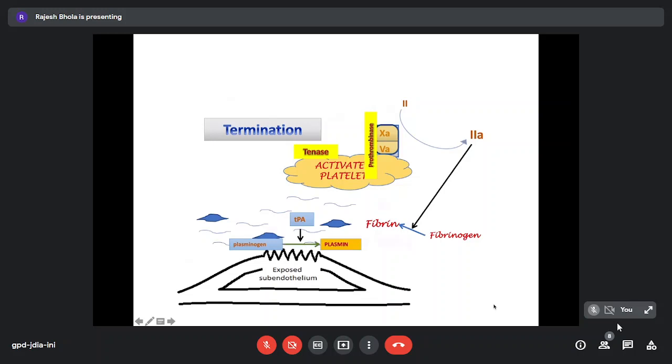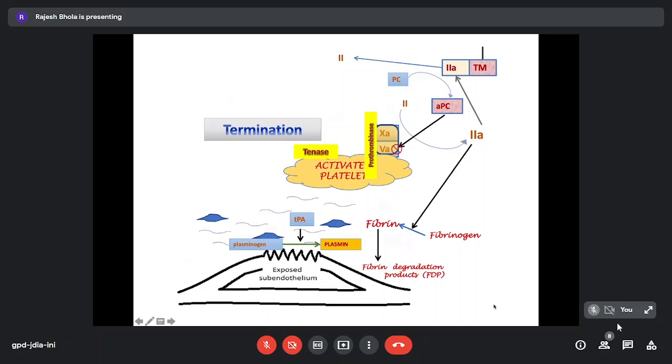So how will the process of termination start? There are tissue plasminogen activators that are going to convert the plasminogen into plasmin, and this plasmin will go and degrade the fibrin into fibrin degradation products, the smaller molecules. Similarly, thrombomodulin will bind thrombin, which activates protein C to form activated protein C, where protein S acts as a cofactor.